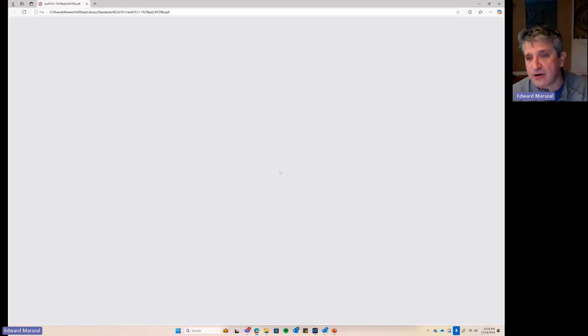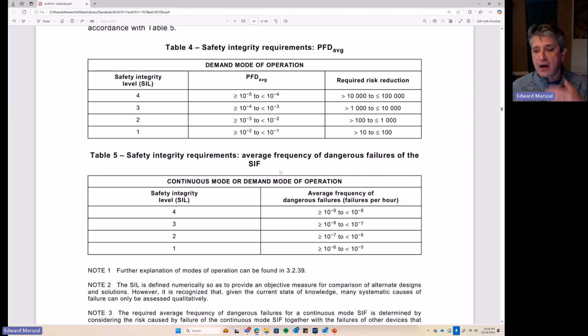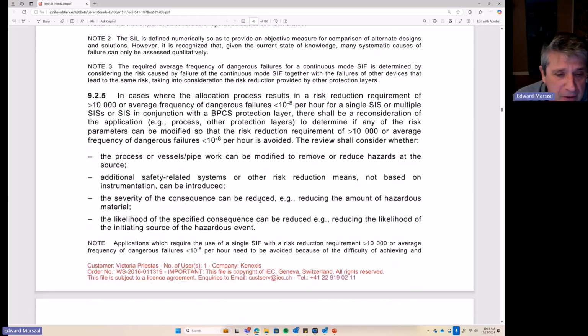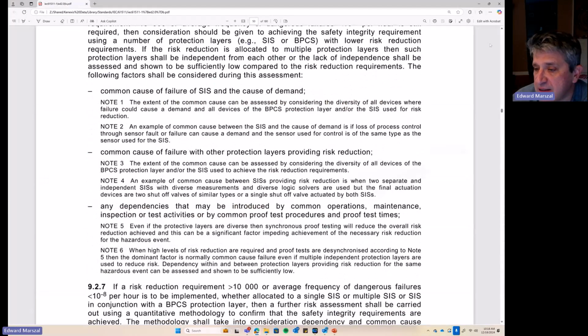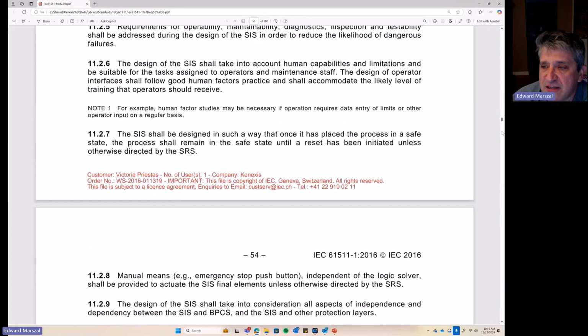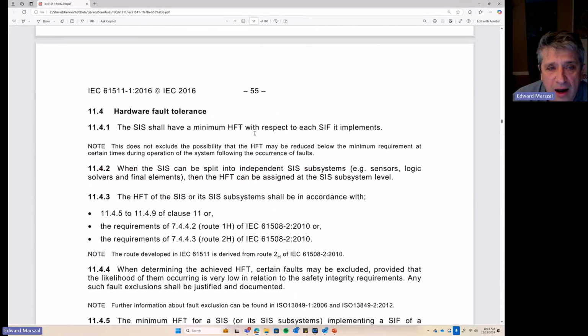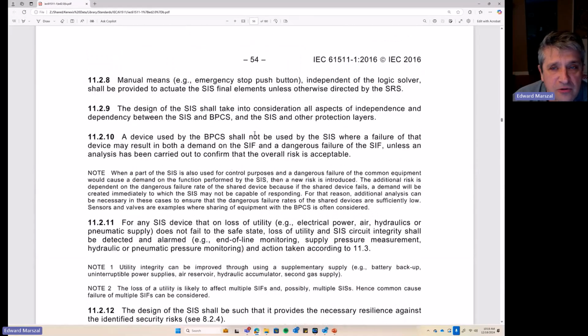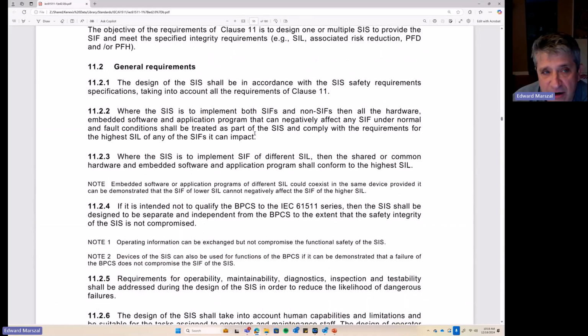But I'm going to jump out of my PowerPoint slides here, and go into the standard and start looking at where we talk about human failures and how they need to be addressed, where they need to be accounted for. So I am going to go to clause 11. Why am I going to go to clause 11? Because clause 11 talks about the detailed design of the safety instrumented system.